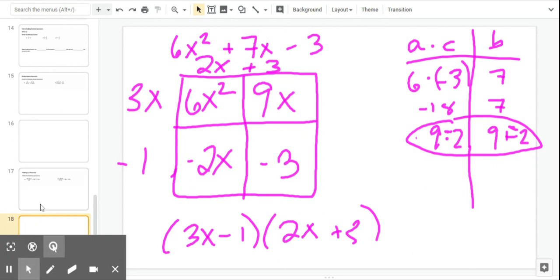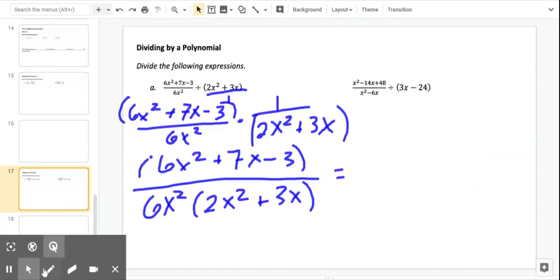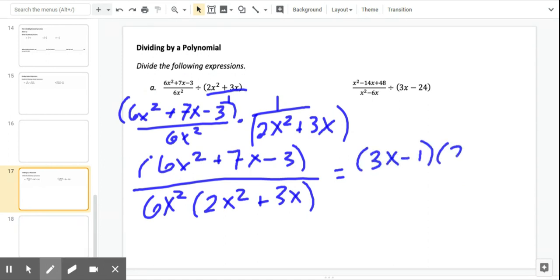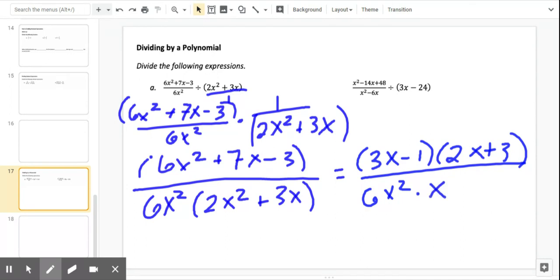And then if we go back, we just figured out that our numerator is 3x minus 1, 2x plus 3. Then in the denominator, we have 6x squared. And then for this polynomial here, all we can do is a GCF. So these both have x's in them. We have an x squared and an x to the first, which means I can take out an x to the first. And I'm left with 2x plus 3.